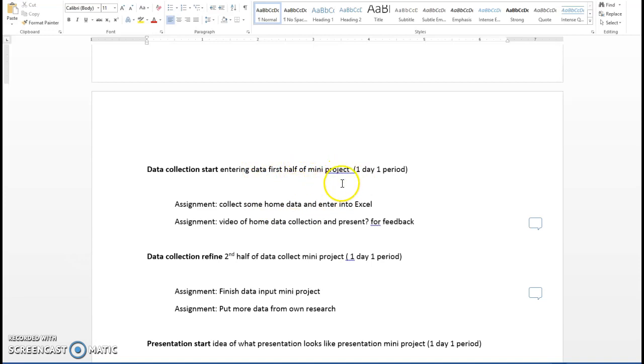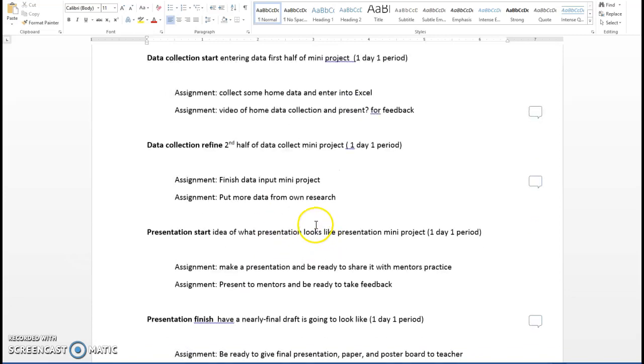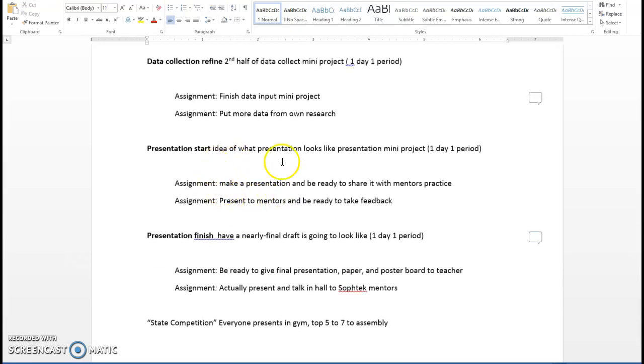Next one, data collection. So entering data, the thing that I did, the mini project, but only half of it. Then the first assignment is to collect some home data and enter it in Excel, and also take a video of themselves so that we can get some feedback about how they're taking data. Then another day, a month later, I'm going to do the second half of the data collection, the second part, the little bit more advanced topics, and then put data in their own research. So then it's a little bit more clear, and we'll be a little more successful in that.